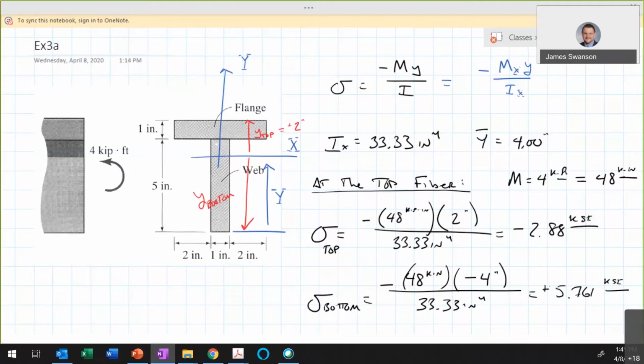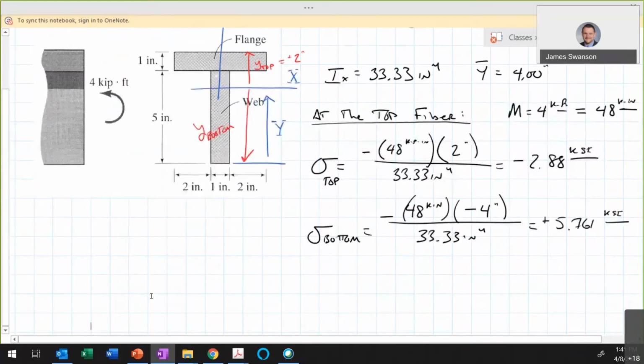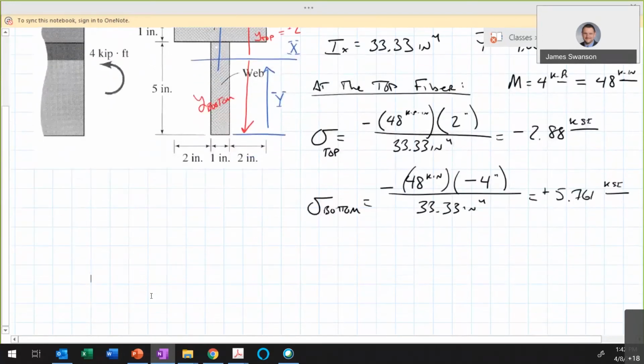All right. So this equation works. And if you are strict with your notation like that, you can get it to give you the sign of the stress with compression being negative and tension being positive. So what if we were to expand on this a little bit? And what if I said, what's the stress at the bottom of the top flange?